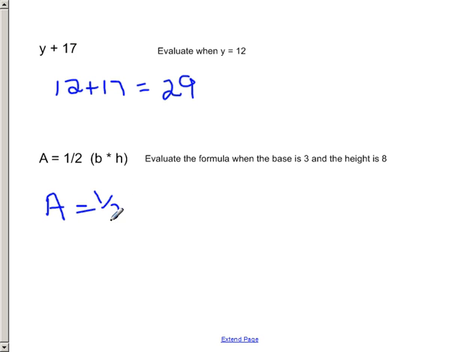1/2, and then I'm going to substitute. My base is 3 times my height of 8. 3 times 8 is 24, and 1/2 of 24 is 12. So in this case, the area is 12 because I've evaluated the expression by replacing this variable with a value. We're going to do the same thing in lesson 3.8 with a distance formula.